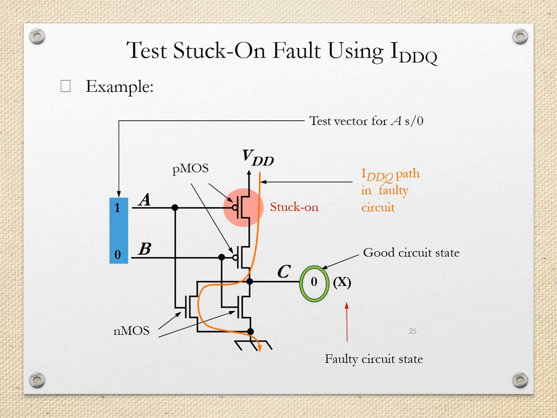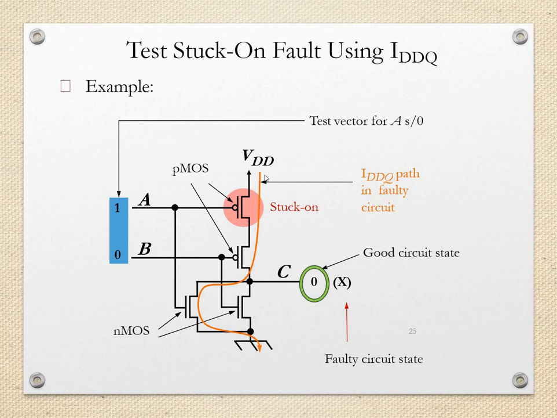Sorry, stuck on fault. So stuck on means permanently that P MOSFET will be on. Now the second P MOSFET is also on due to the logic 0 input. The N MOSFET is also on. So there is a short circuit through this first P MOSFET, second P MOSFET and N MOSFET. So in the normal case, this upper MOSFET is off, so there is no connection. Output gets connected to ground through this N MOSFET.